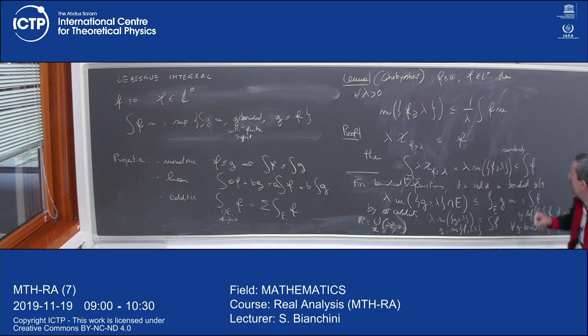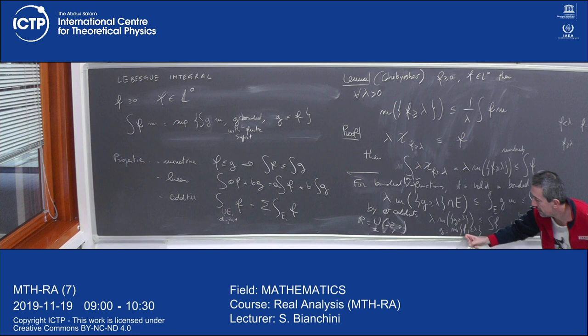So when f is less than lambda, f is equal to g, which implies that g is less than lambda, so it's not in this set. If f is larger than lambda, then there are two cases: either g is equal to f, or g is equal to 2 lambda. In any case, g is larger than lambda. So the two sets are the same.